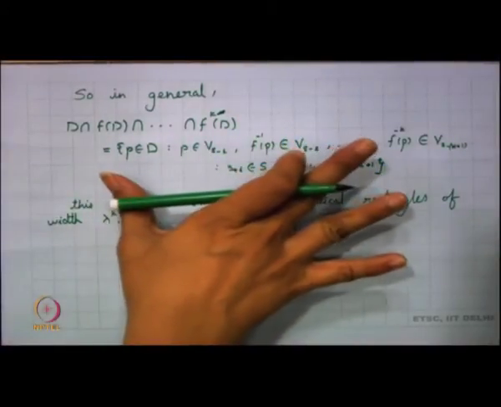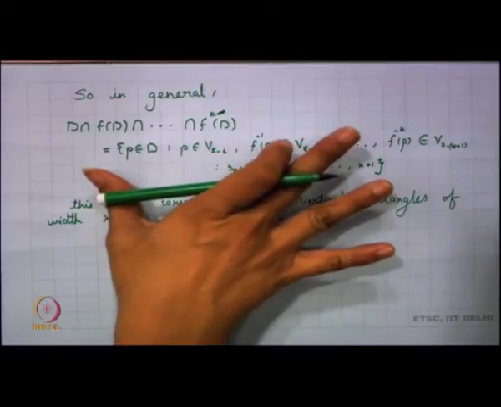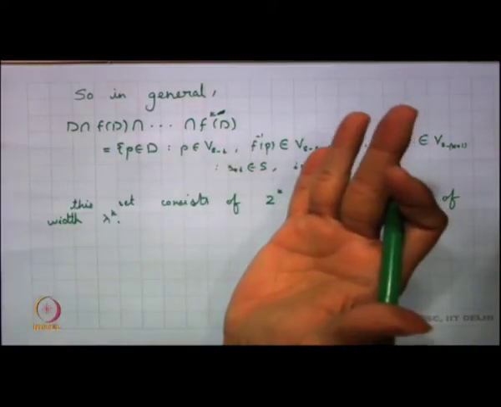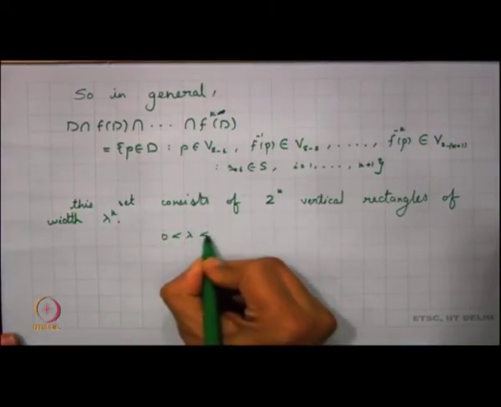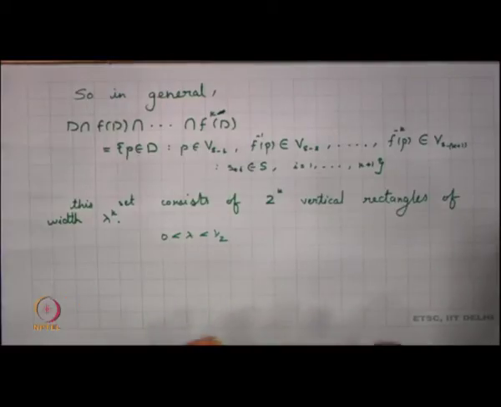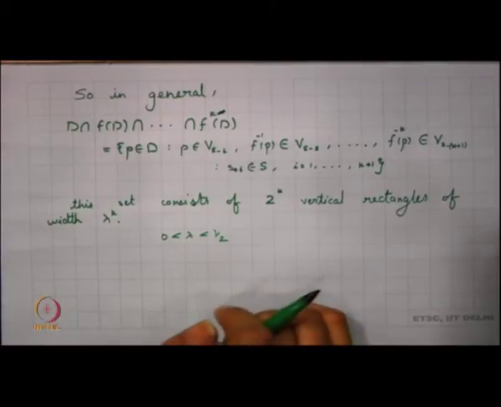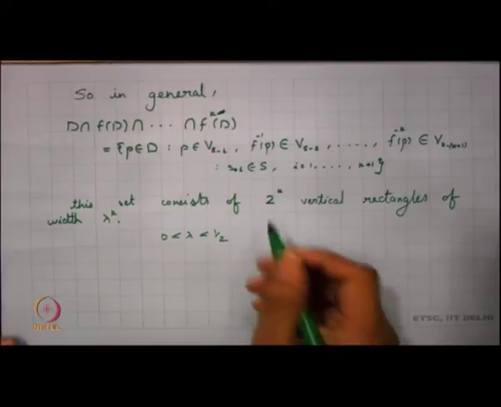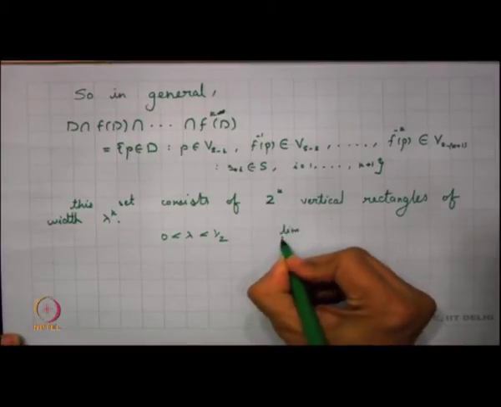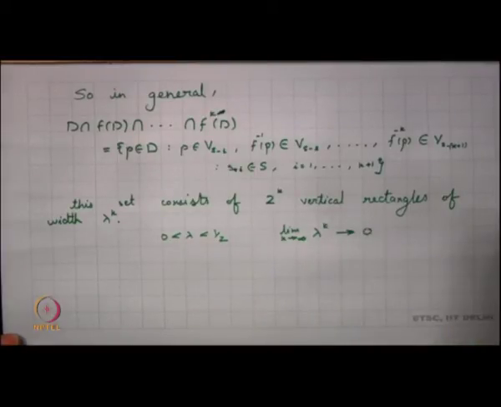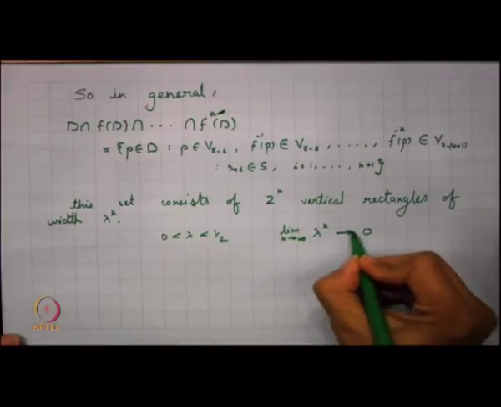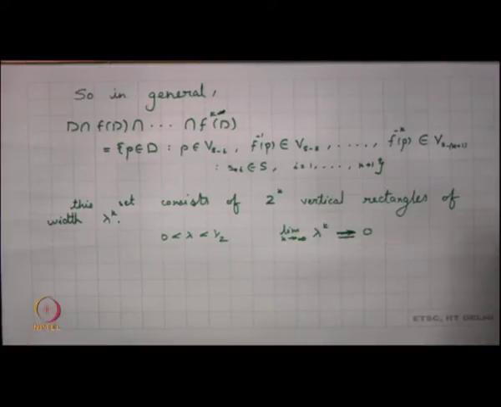So, now at the kth stage we have this construction. Now, we basically want to see what happens when k tends to infinity. So, we recall here that our lambda was a quantity which was between 0 and half, something less than half. So, with this quantity, we know that as k tends to infinity, lambda to the power k tends to 0. So, the limit of lambda to the power k is 0.